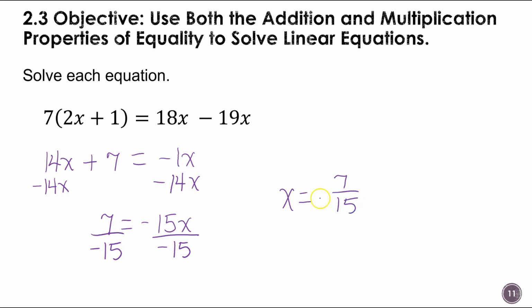Now, if you're checking this answer, I would just advise you to use a calculator. It's pretty messy when you have to put in a fraction like this to check. And so I would just do 18 times negative 7/15. Make sure you know how to use your fraction key on your calculator. That can be very, very handy.